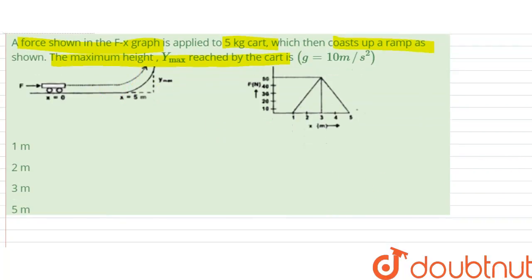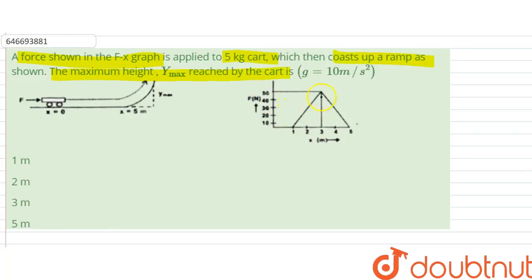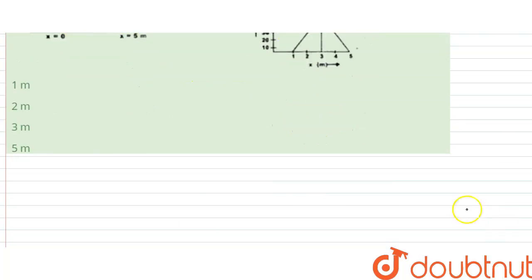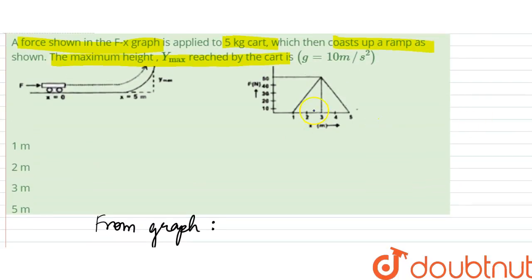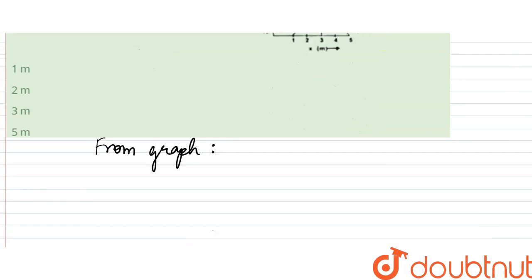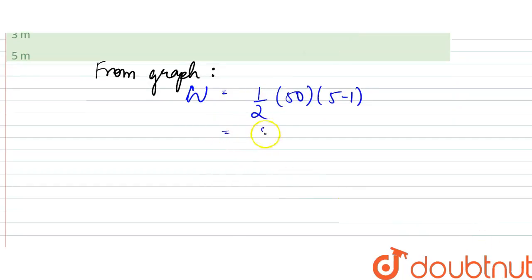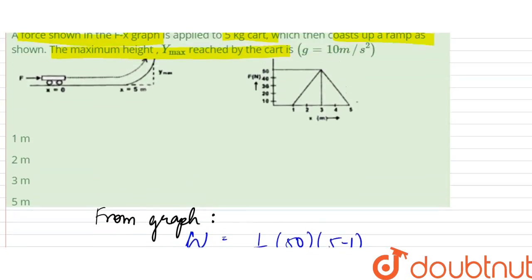So the total work done, right? Here the total work done from the graph. From the graph, we could say that the total work done here is equal to, since this is 50 and this is 5 minus 1, the area under the curve is nothing but work done. That is half into 50 into 5 minus 1. So that is equal to 50 into 4 divided by 2. That is equal to 100 joules. That is the amount of work done here.